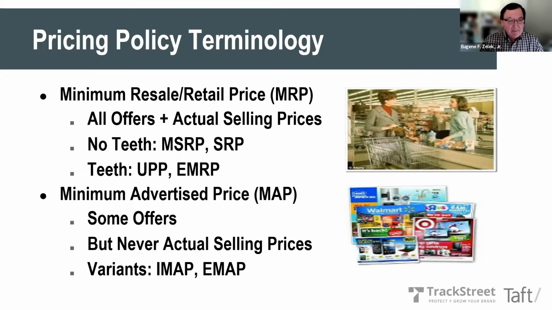Variants on MAP are IMAP and EMAP. IMAP stands for Internet Minimum Advertised Price. We prefer EMAP, Electronic Minimum Advertised Price. And the reason for that is we usually, with an EMAP policy, cover more than just the internet. We do want to cover texting and other forms of conveying prices electronically.